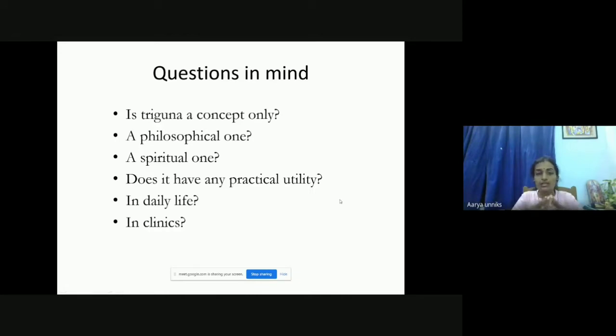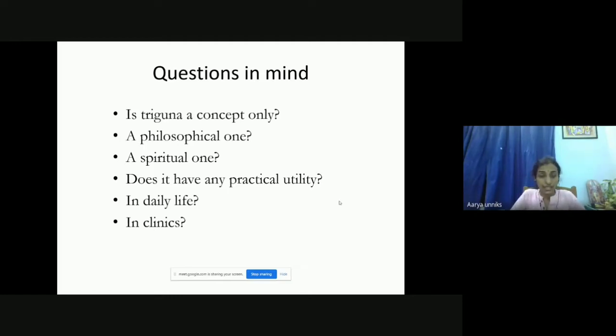So these are the few questions I had in my mind when I was about to begin learning the subject of Trigunas, because most of the Ayurvedic people I asked told me that this is just a philosophical concept, a spiritual concept, it has nothing to do with clinics, it has no practical utility. What can we do with Triguna? We can do something with Tridoshas, and nothing to do with Trigunas. So this webinar is a venture to bring into the forefront the practical aspects of the Trigunas.